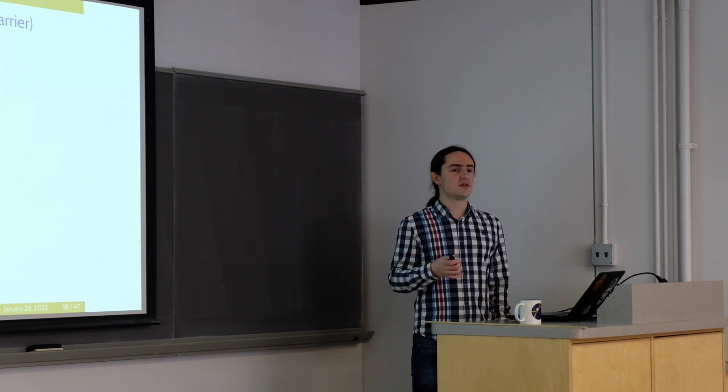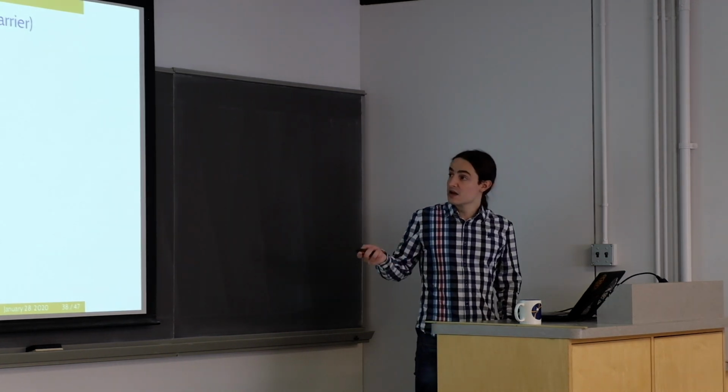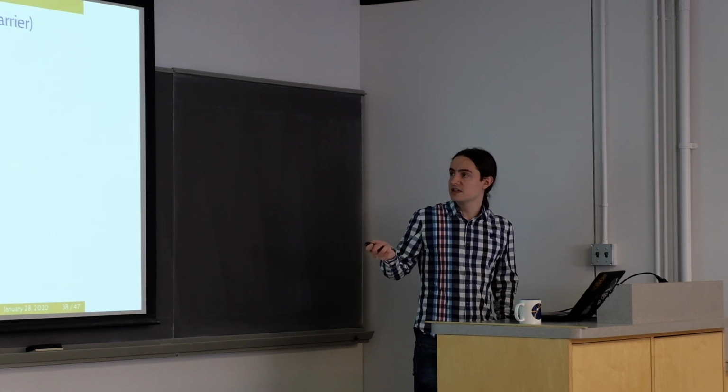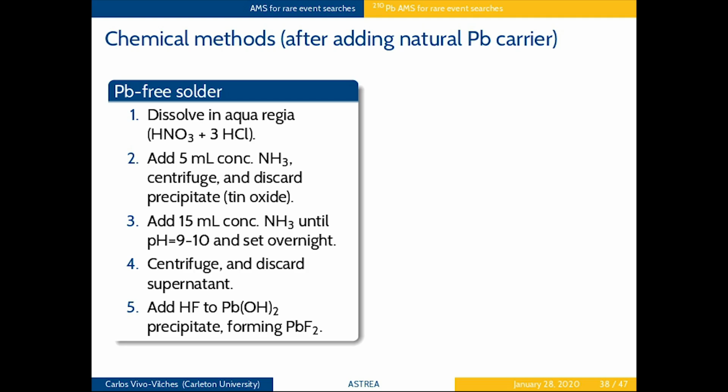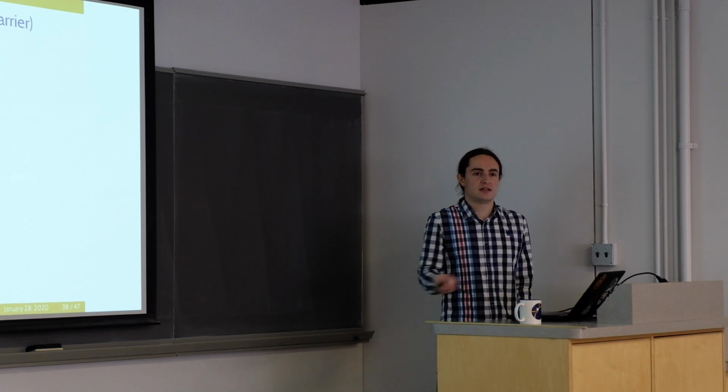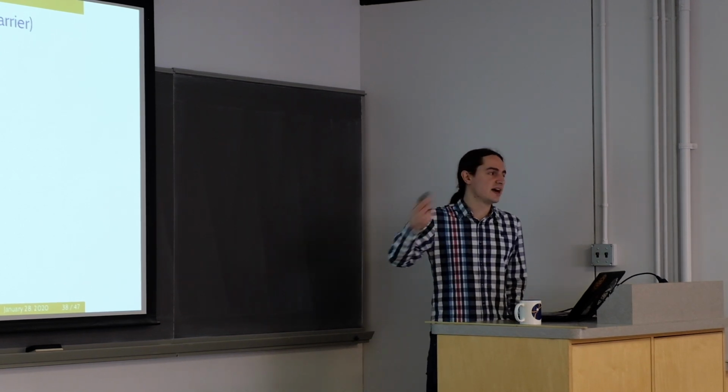In the case of lead-free solder, this is almost 100% tin. So the tin is dissolved in aqua regia, which is a mix of nitric and hydrochloric acid. Then we had to do several precipitations at different pH, so we can separate most of the tin from the lead that we are adding as the carrier. And then finally we have the lead hydroxide precipitate, which we react with HF. The little tin that is still there stays in the HF solution while the lead precipitates as lead fluoride. So we had this final separation.